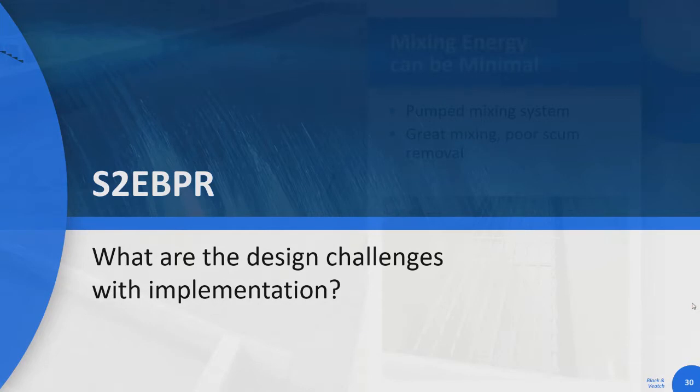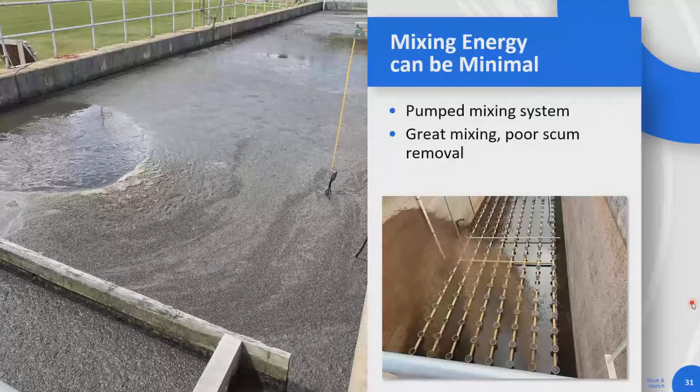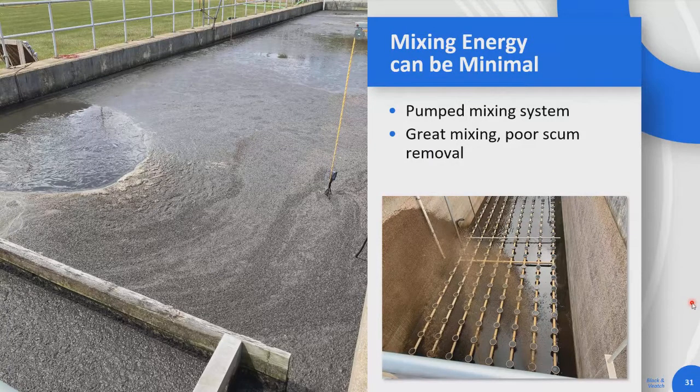So one thing is mixing energy. So really, we don't need a lot of energy. You just have to give enough that RAS that you're diverting is kind of turning over. We actually don't mind if it settles a little bit as long as it eventually makes it out of the tank. Because if it settles, it gives you a little bit more sludge retention time, and you get more fermentation.